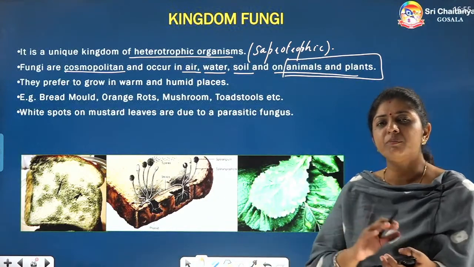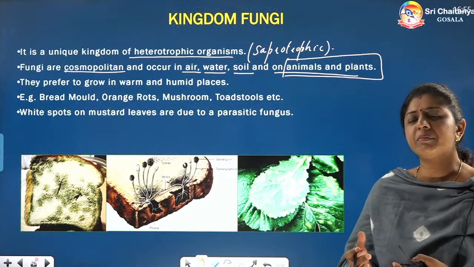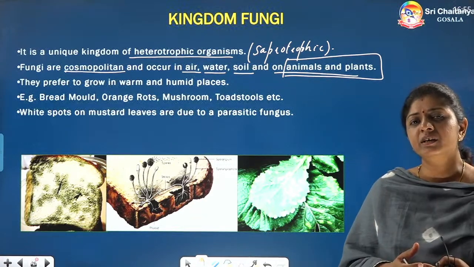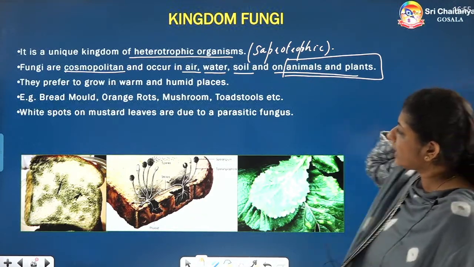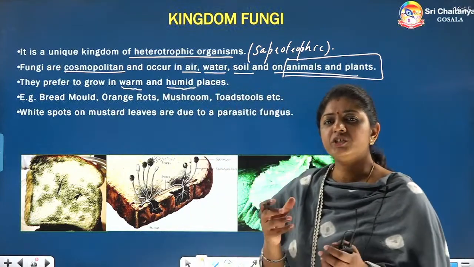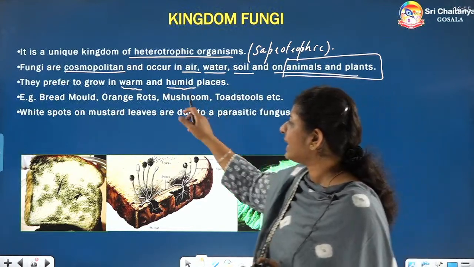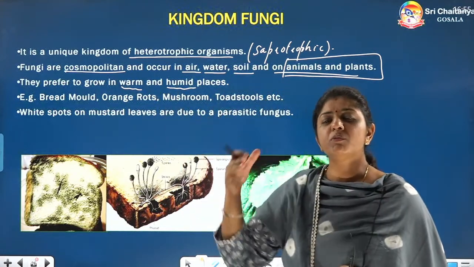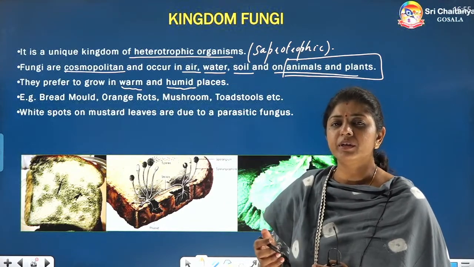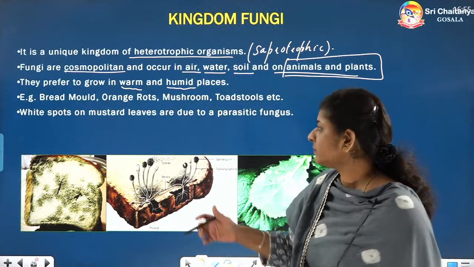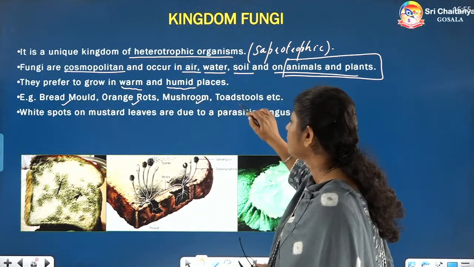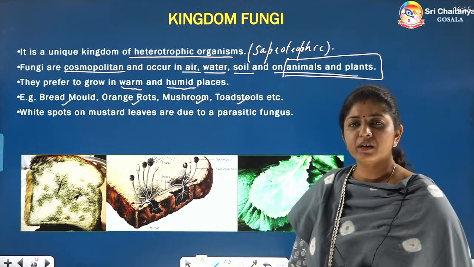So it can be near water, soil, or on animals and plants for making them diseased. Like skin fungal problems are there in animals, that can be by the fungus and making the animals as a host. For the plants even they can be disease causing. Then coming to the next part, they prefer to grow in warm and humid places where moisture is slightly more. That's why the fungal problem will be more during the rainy season, right? If temperature is higher in summer when rain happens, the fungal problem increases. What are the examples? Bread mold, orange rots, mushroom, toadstools. These are few common examples.